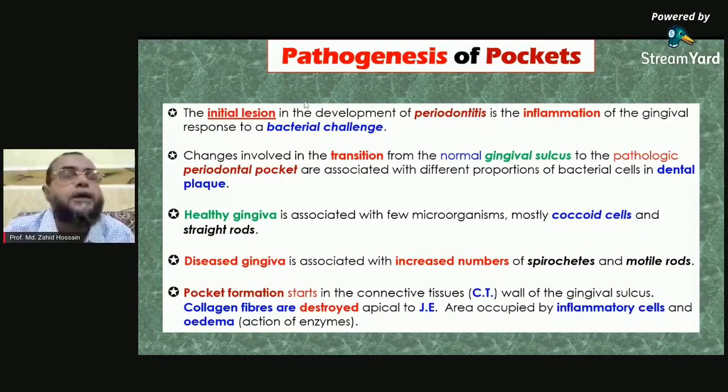Remember, due to bacterial plaque, an inflammatory reaction occurs, and gradually changes occur in the gingival sulcular epithelium, and it becomes the pathologic periodontal pocket lining. In healthy gingiva, you will find coccoid-type cells or straight rods. Coccoid means coccus, circular but maybe a little elongated, not totally rod. This is called the coccoid shape of cells. There are different types of bacterial morphology.